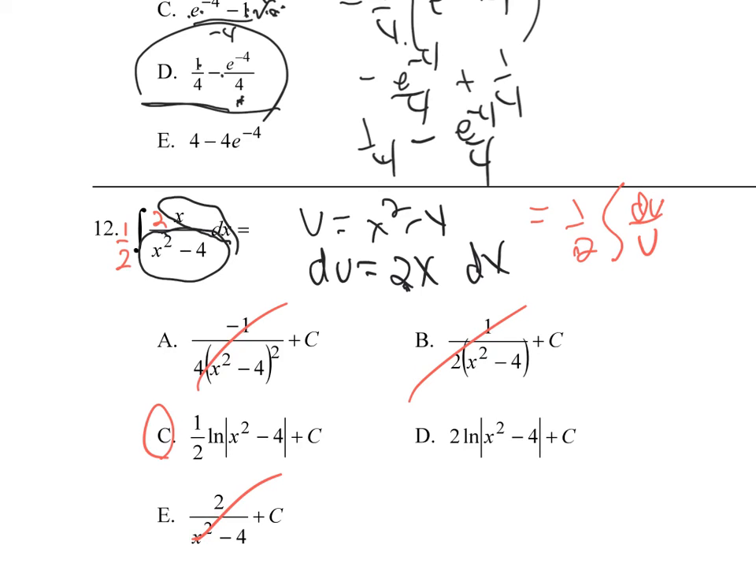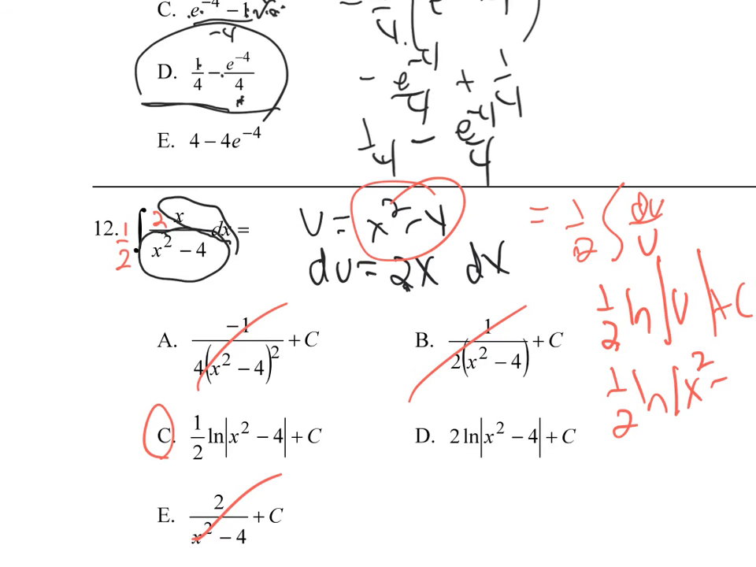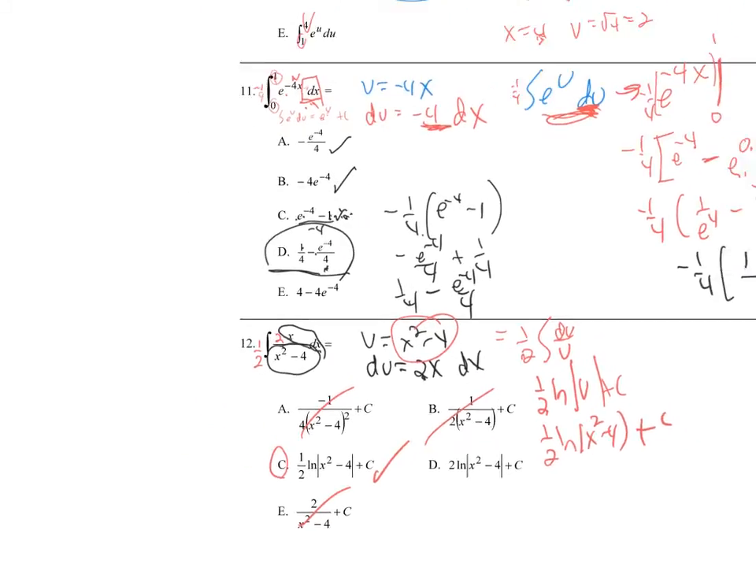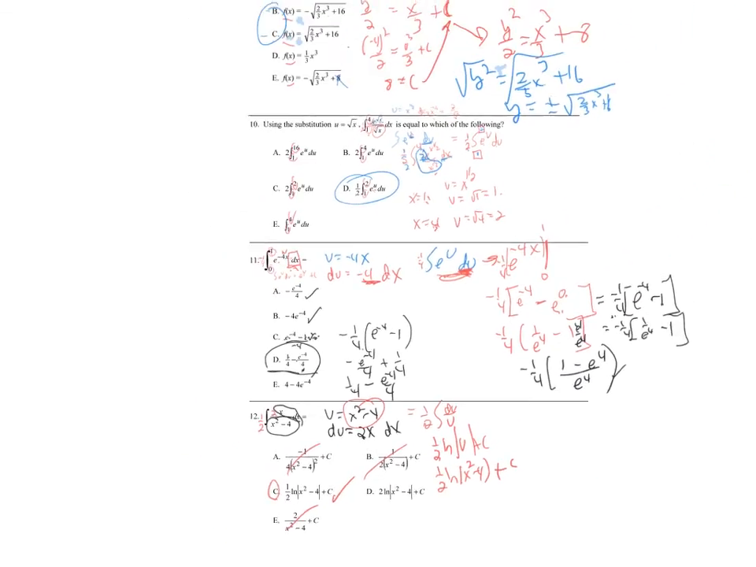Let's see. Let's plug in our x's. Let's put it back into x's. 1/2 integrate, no, 1/2 natural log of u plus c. 1/2 natural log of u, x squared minus 4, absolute value of x squared minus 4 plus c. There it is. Okay. Cool beans.